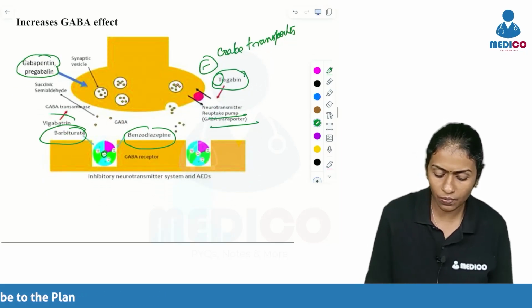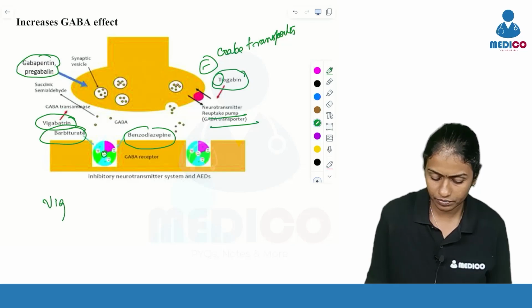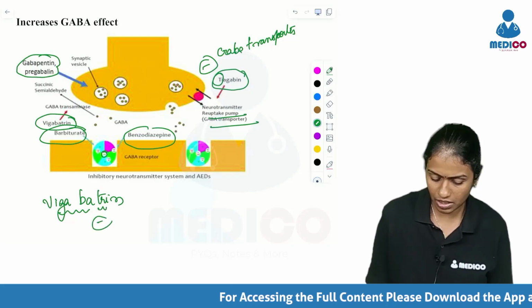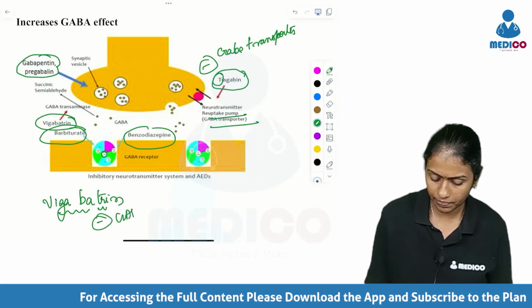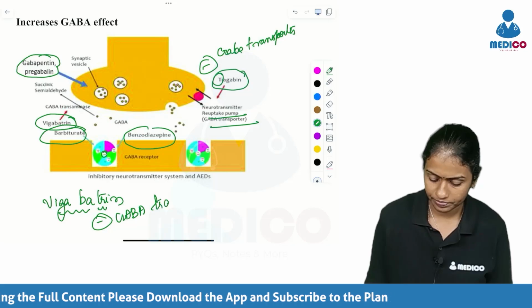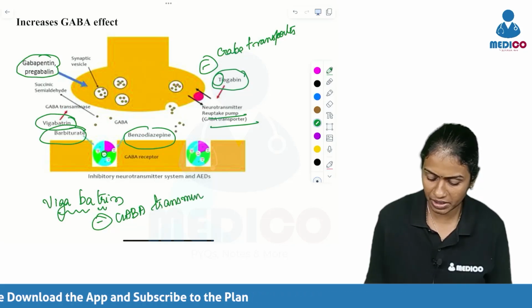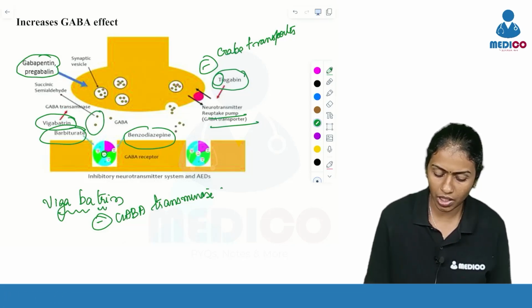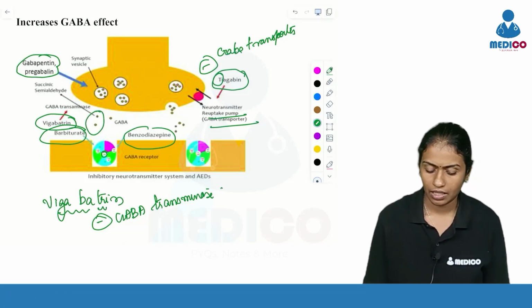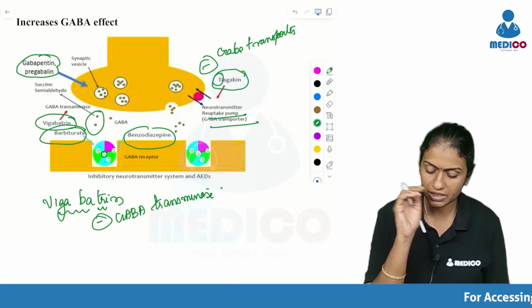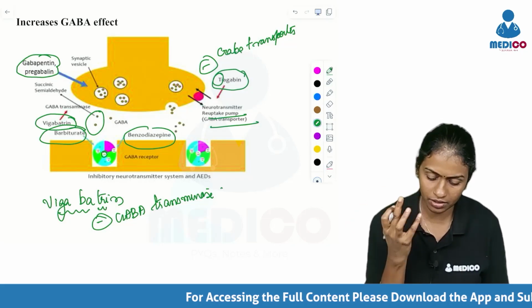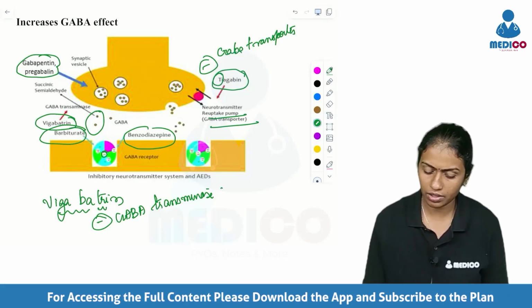Then you have vigabatrin. You can see GABA transaminase. It inhibits the GABA transaminase enzyme so that more GABA is present in the cleft. Similarly, sodium valproate also inhibits the metabolism of GABA and it remains more in the cleft.